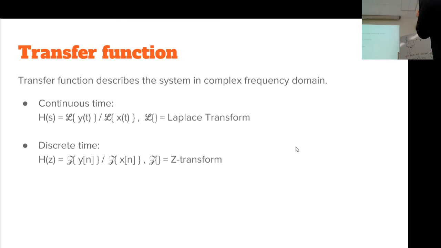Transfer function, you don't need to be worried about that. Usually people get scared when we go into the complex plane. I have no idea why that is. I have been spending my whole life in the complex plane, still enjoying it. Yeah, sometimes it gets funny. But anyways, the transfer function actually is the system description in complex frequency domain.